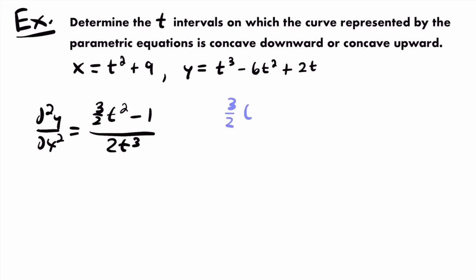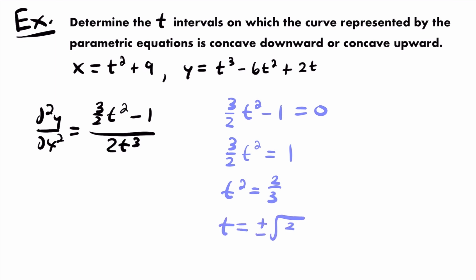Let's set 3/2 t squared minus 1 equal to 0 and solve for t. We'll start by adding 1 to both sides of the equation, and we'll have 3/2 times t squared is equal to 1. And then to isolate t squared, we can divide both sides by 3/2, which would be the same as multiplying by the reciprocal of 3/2, which would be multiplying by 2/3. So we'll have t squared is equal to 2/3. And then to solve for t, we need to take the square root of both sides of the equation. So we'll have t is equal to plus or minus the square root of 2/3.